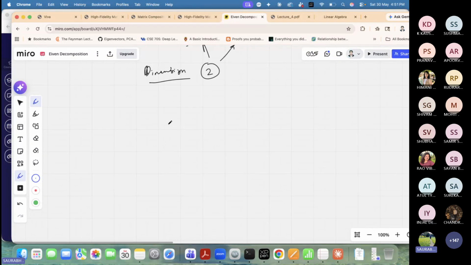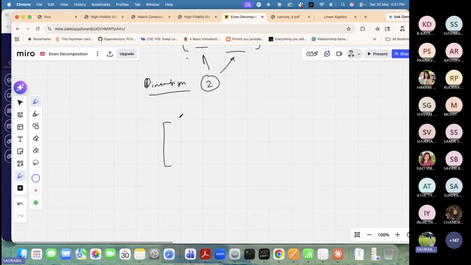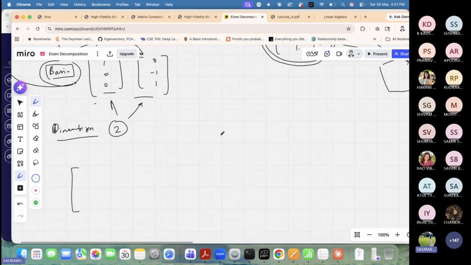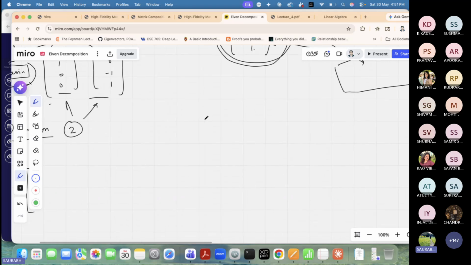Let's say we solve it for lambda equals 4, that is, (A minus 4I) times x equals 0.